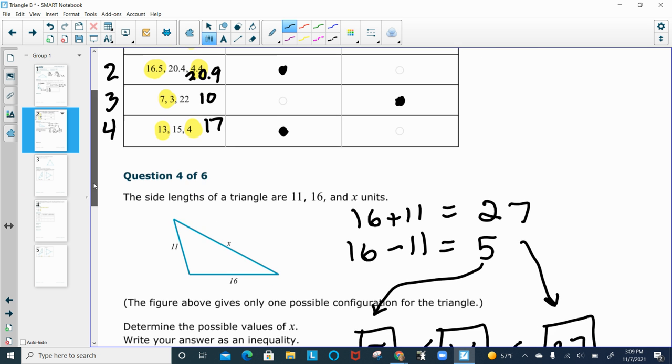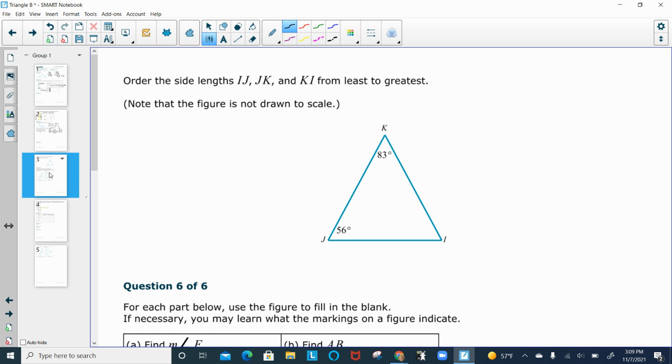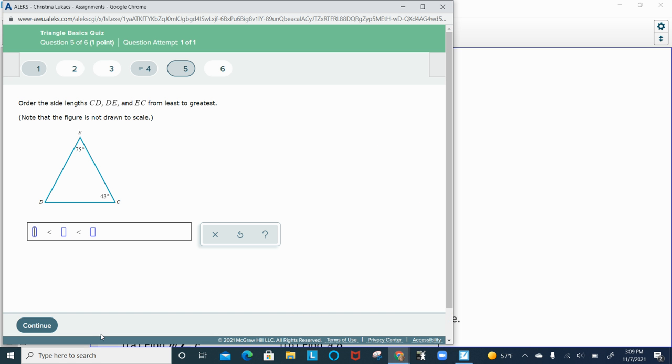Question 5 actually starts down here, and then it loops up to the top. So it says order the side lengths. And it tells you what the side lengths are from least to greatest. Now, if you look at the particular problem, they're going to give you already these inequality signs. So that would mean that the greatest one would go over here on the right, and the least one would go over here on the left. And of course, the middle one would go in the middle.